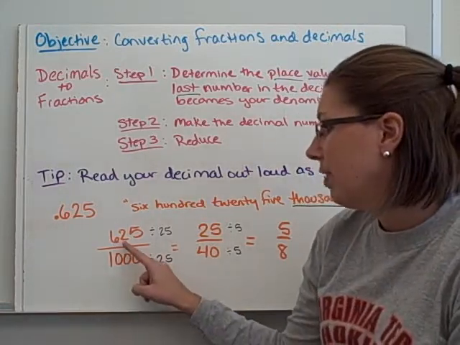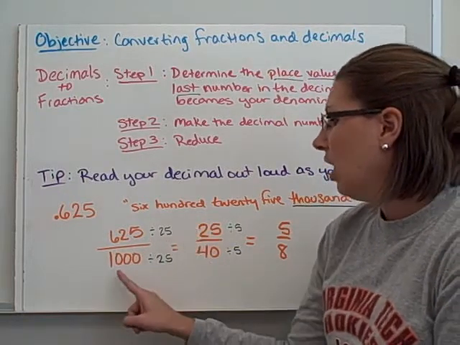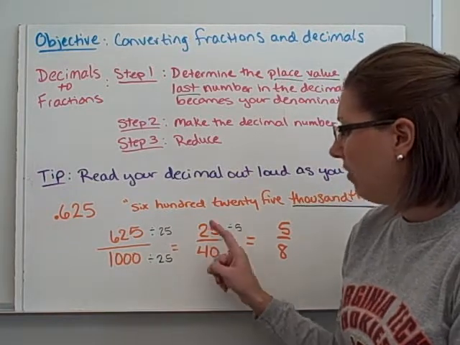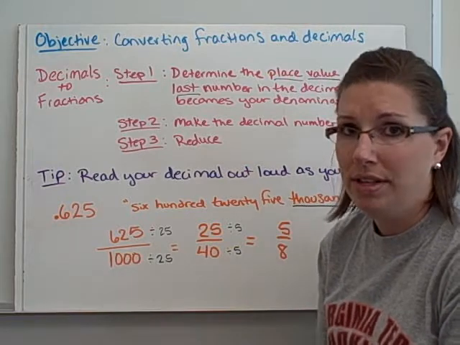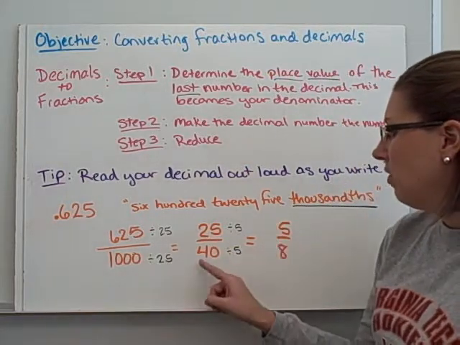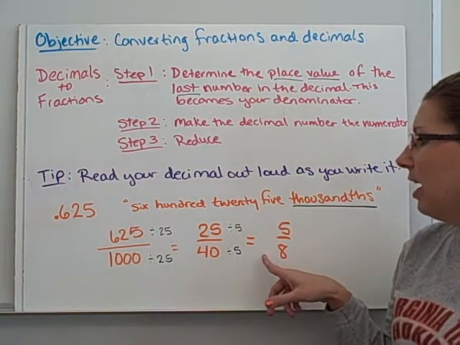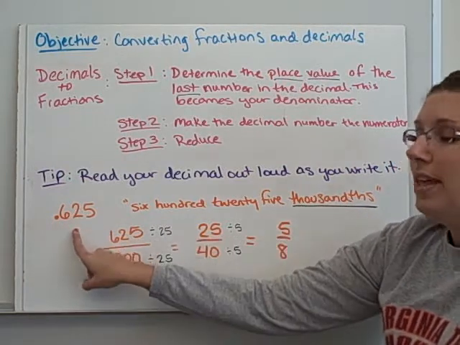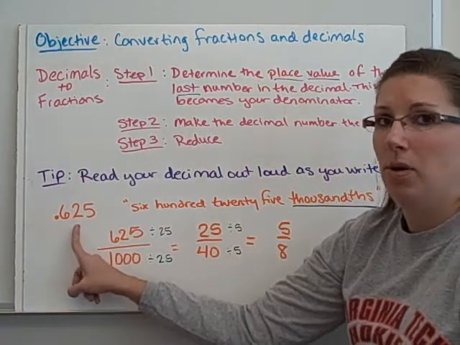So 625 divided by 25 is 25. 1,000 divided by 25 is 40. Now I've got 25 over 40, and I know 5 goes into both of these numbers. 25 divided by 5 is 5. 40 divided by 5 is 8. So 5/8 is equivalent to 625 thousandths. This is the fraction form of this decimal.